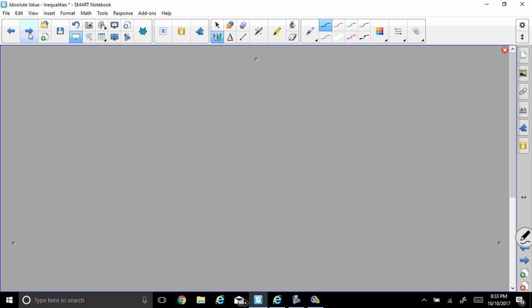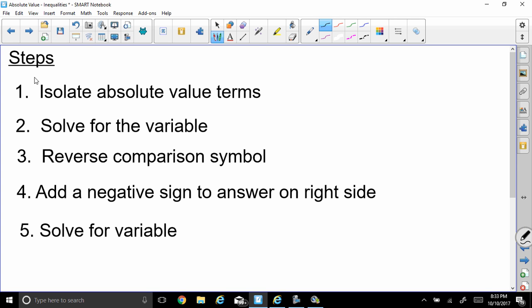I have a screen I'll be sharing with you in class, so don't miss it. Here are the steps. Isolate the absolute value term, solve for the variable, reverse the comparison symbol, and add a negative sign to the answer on the right side. So after you reverse and add a negative sign, then solve for the variable.